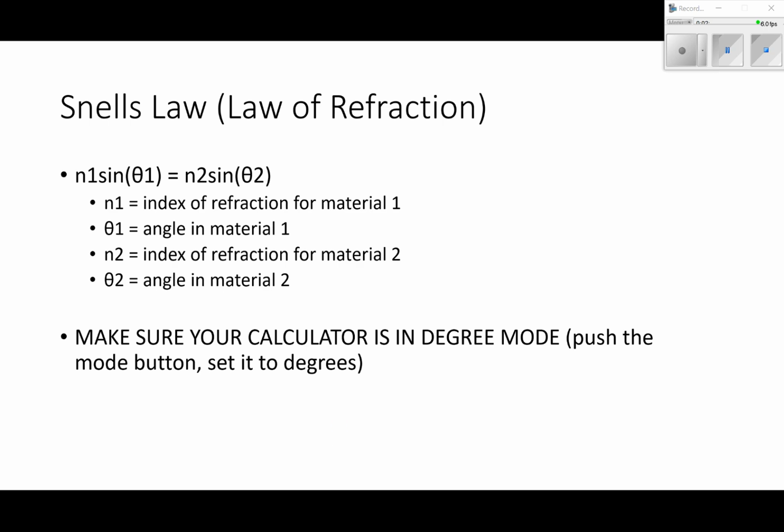All right, so Snell's law, the law of refraction, n1 sine theta 1 equals n2 sine theta 2. N1 is the index of refraction for material 1. Theta 1 is the angle in material 1. N2 is the index of refraction for material 2. And theta 2 is the angle in material 2. And just like with reflection, we're going to measure our angles from the normal.